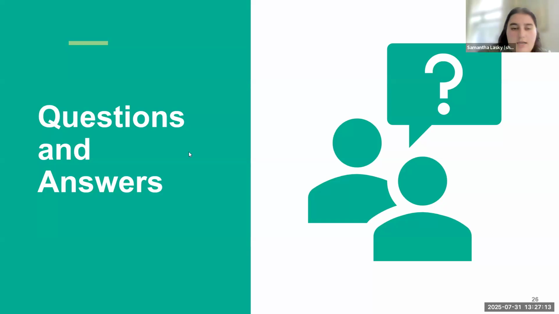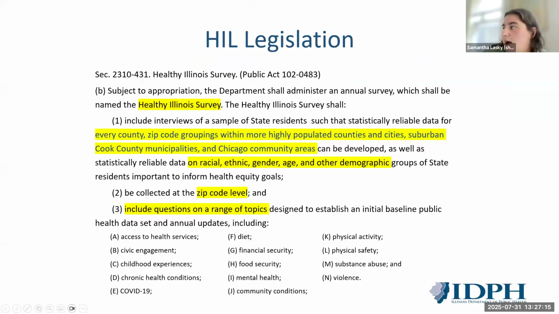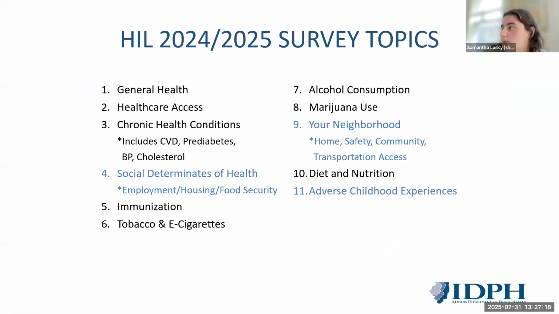So you mentioned earlier, and I can go back to the slide for this question. What social determinants of health does the survey aim to collect data on, and how did you decide which social determinants to include in the survey? So, to answer the first part of your question, we attempt to collect data on a multitude of things, including access to health services, childhood experiences, community conditions, financial security, physical safety, and violence, to name a few.